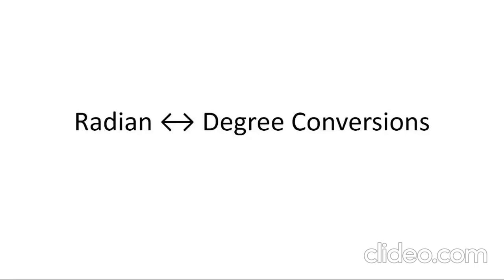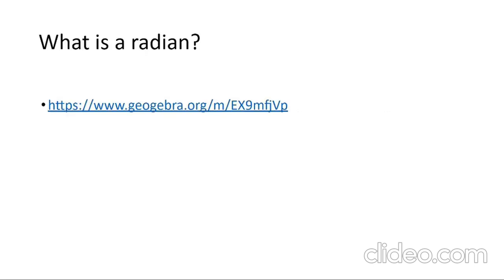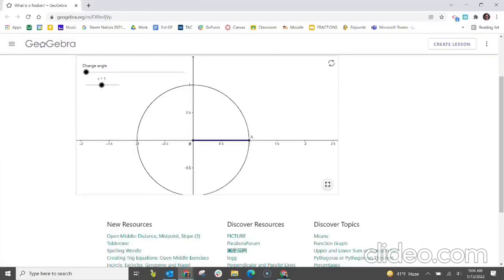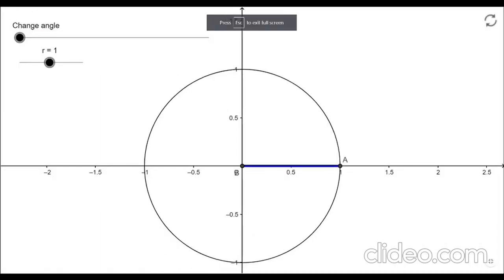In this short video, we're going to define what a radian is, and then we're going to look at how to convert between radians and degrees. And so what I'm going to do first is bring in this applet, because I think it illustrates really well what a radian is, and I will link this applet in the show notes.